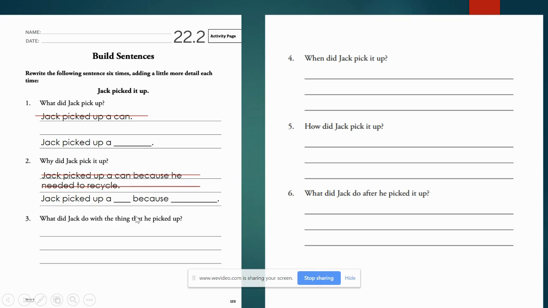What did Jack do with the thing that he picked up? When did Jack pick it up? How did Jack pick it up? What did Jack do after he picked it up? Your job will be to rewrite each of the questions into a full sentence, adding a little more detail each time. Do not begin yet. At the end of the video, I will tell you when to start working on activity page 22.2.